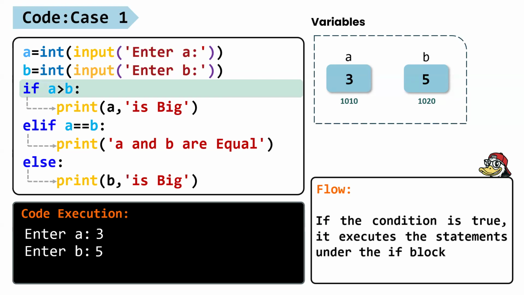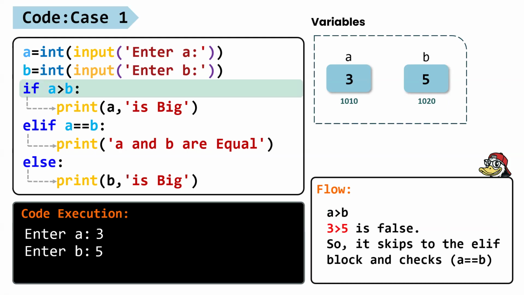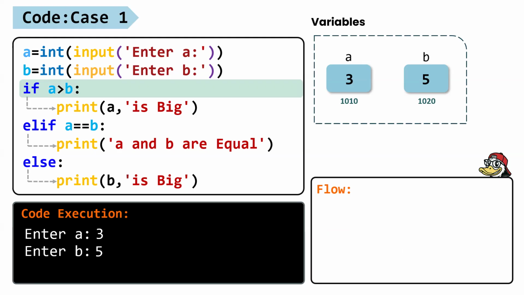Obviously, it is false. 3 is not greater than 5. So that is false. So what it will do, it will skip the if block. It is not going to execute the statements inside it. It will go to the next condition to check. Elif.